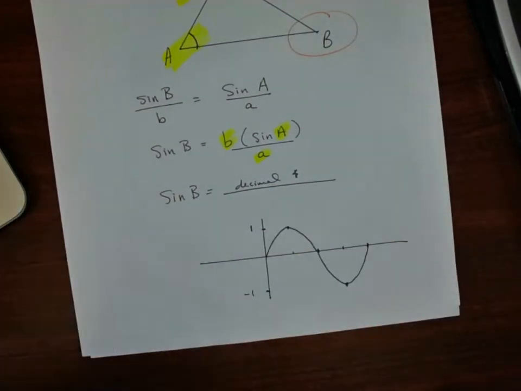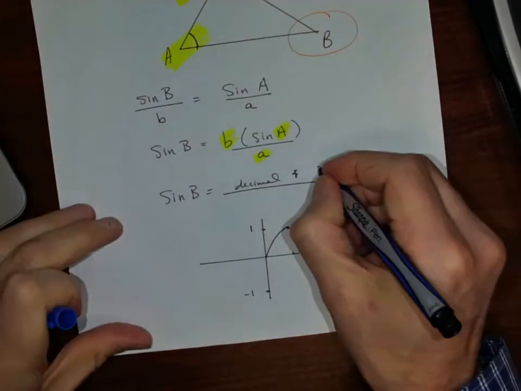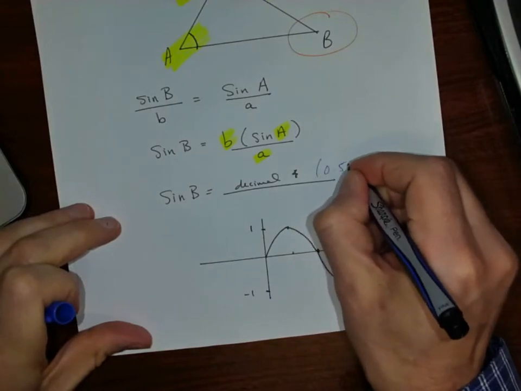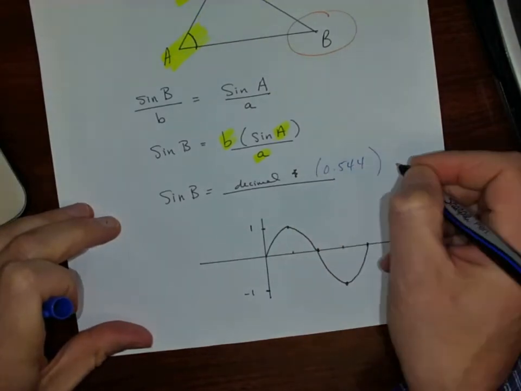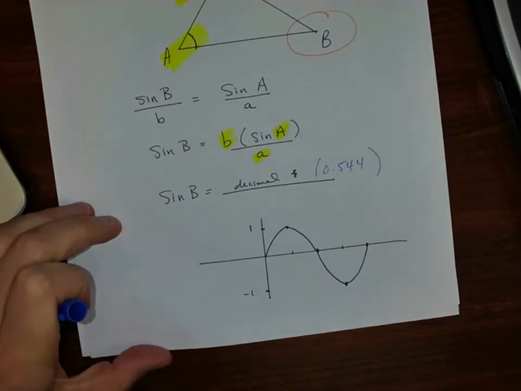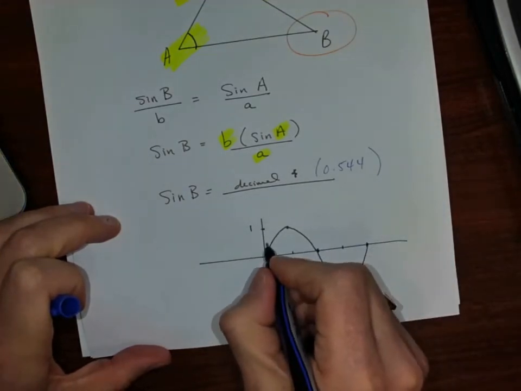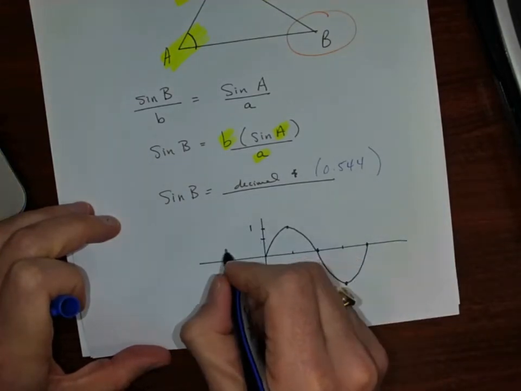Let's say I have a decimal here, and who knows what that decimal may be. For different triangles and different information, it'll be a different decimal. Let's say perhaps that decimal happens to be 0.544. There's more numbers to that decimal, but let's say that that's our decimal number and that's what we're going to work with. So, working with that, I'm just going to do something here. So 0.54 would be approximately here.